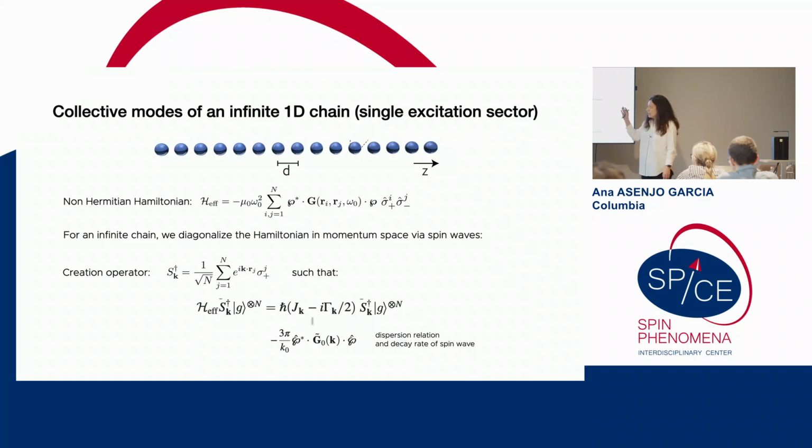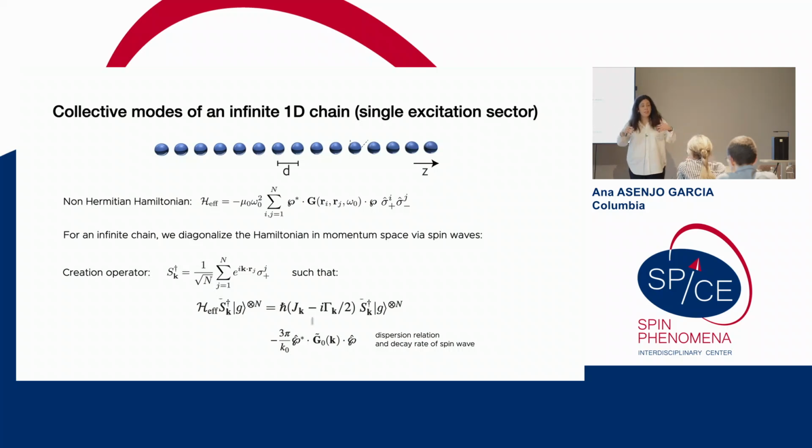Okay, so to begin with, we're going to consider an infinite chain. And if it's an infinite chain, we can diagonalize the Hamiltonian in momentum space using spin waves. So we're going to consider a creation operator that prepares a spin wave with momentum k, and we start with a ground state that is the product of all atoms in the ground state. You act with this spin wave, and when you look at the dispersion relation of such a spin wave, which is equivalent to looking at the action of the non-Hermitian Hamiltonian, you're going to see that it has a dispersion relation that comes from the real part of the Hamiltonian.